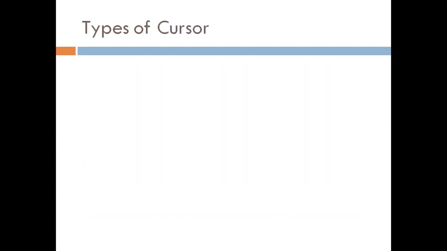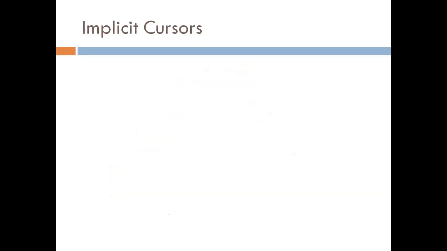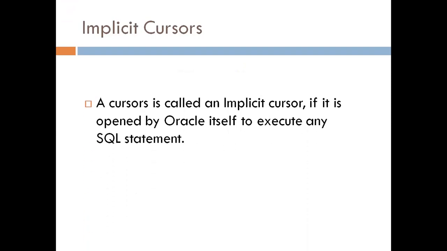Now types of cursor. So cursor can be classified into one of the two categories based on how they are opened. So these two categories are implicit cursor and explicit cursor. So first of all, what is implicit cursor? A cursor is known as an implicit cursor if it is opened by Oracle itself to execute any SQL statement. Now, SQL statement you can consider as a select, insert, update, delete, etc.